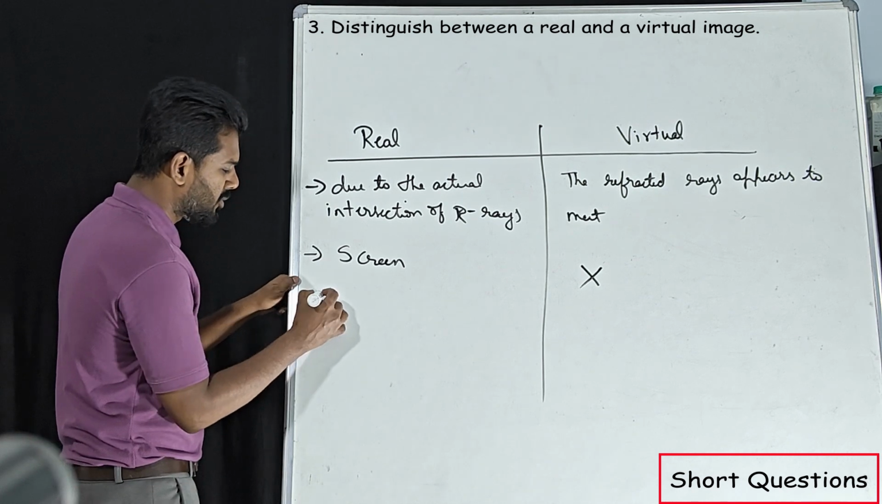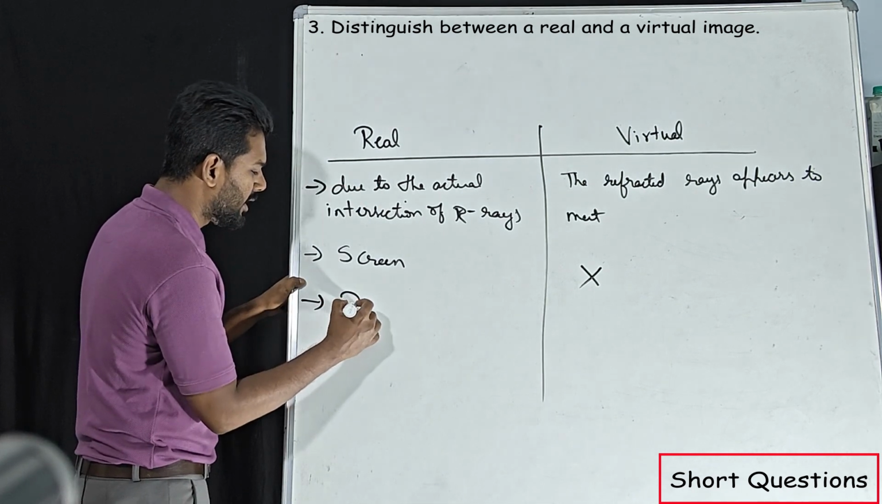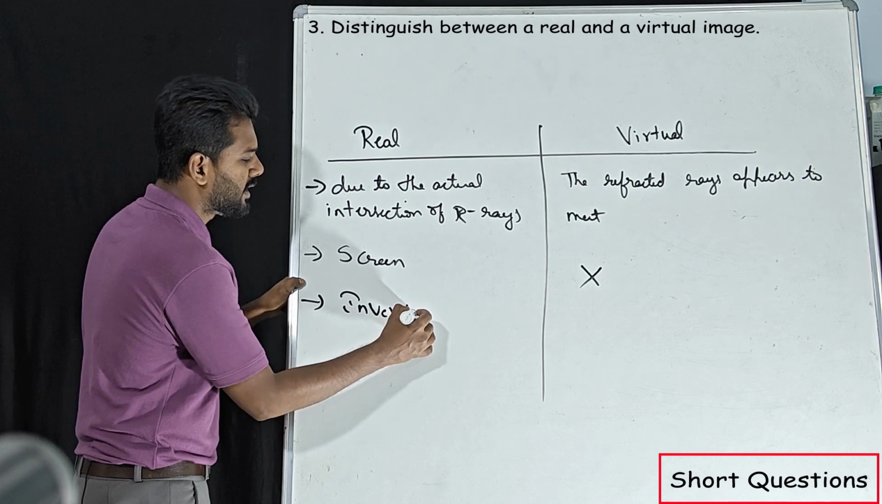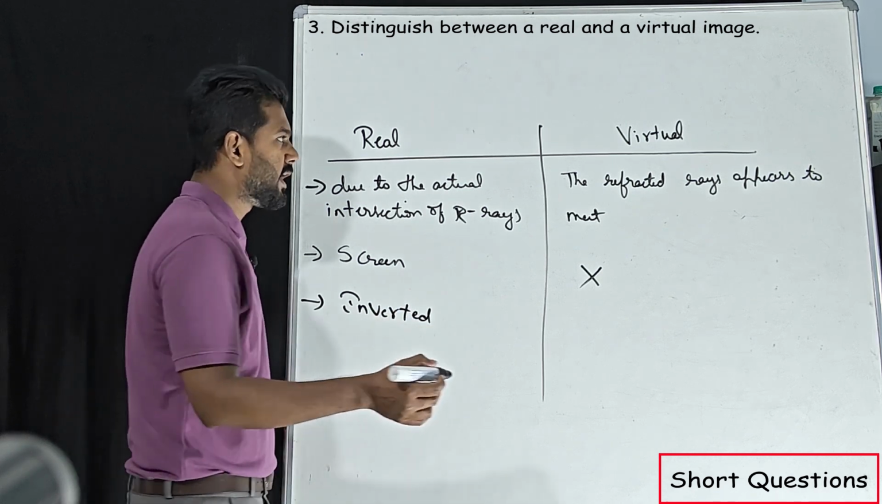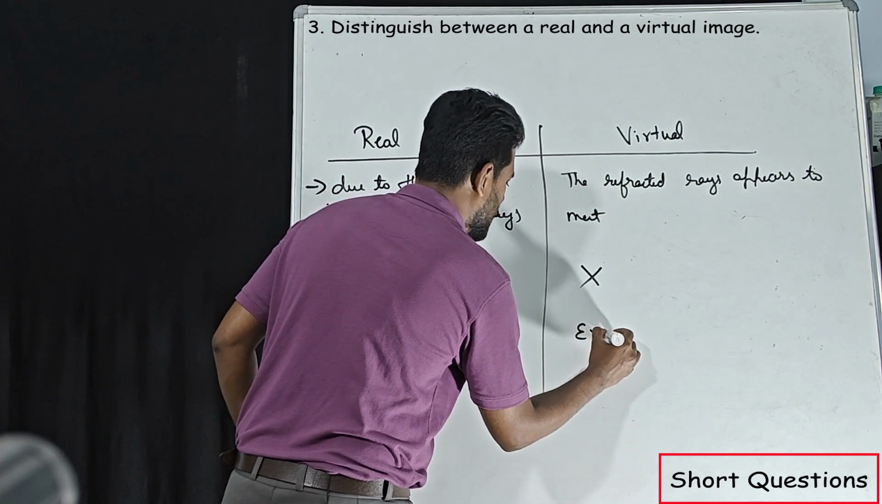Next, the last point: real images are always inverted. Virtual images are always erect.